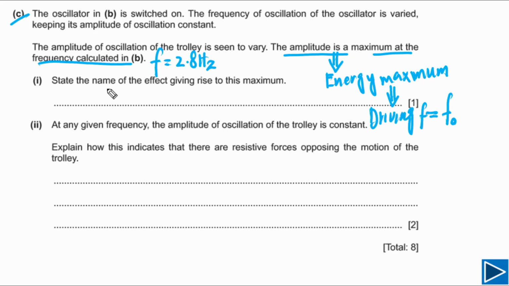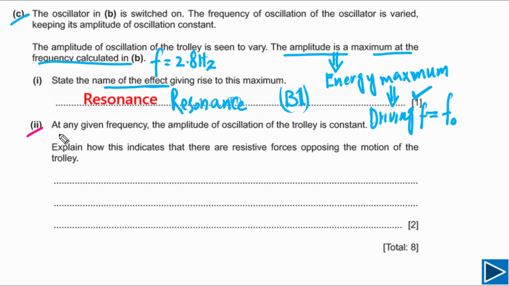The question is asking us to state the name of this phenomenon, and that phenomenon is called resonance. So for this question you need to write down resonance. This question has only 1 mark and this is a B mark, meaning you must write resonance because this mark is independent and it must be seen in your answer. If you simply write down resonance, you will get this B mark, 1 mark.